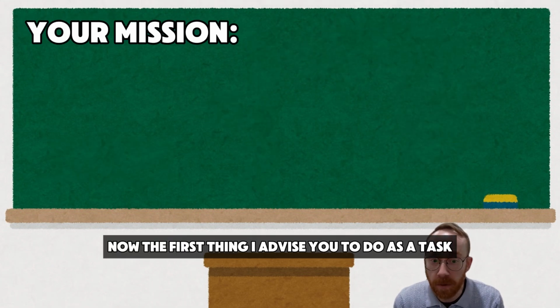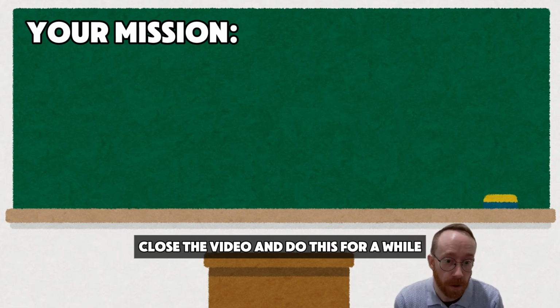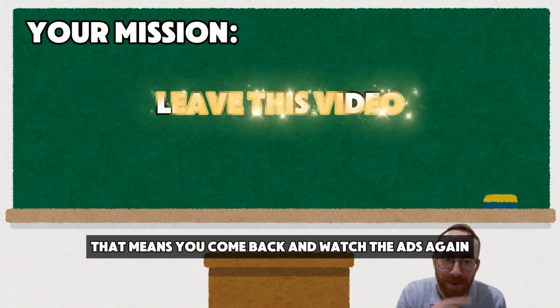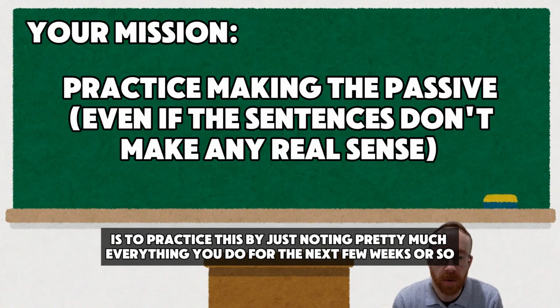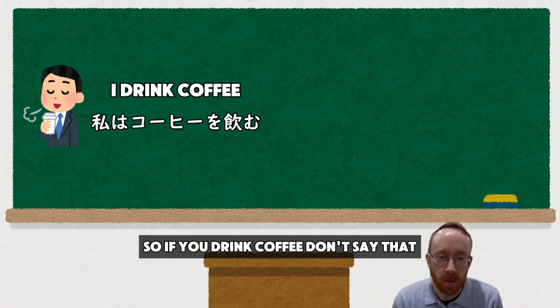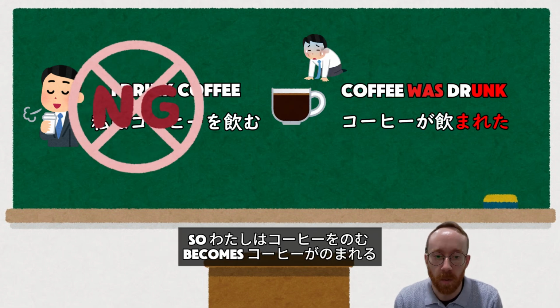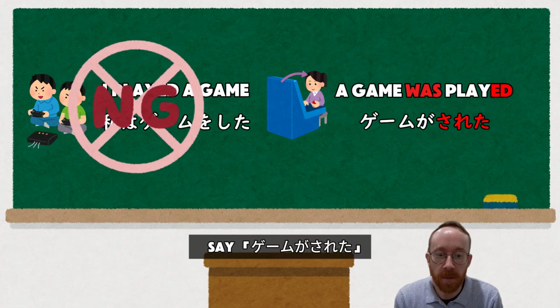Now the first thing I advise you to do as a task, honestly, just after I explain this task, I'll close the video and do this for a while. That means you come back and watch the ads again, so I get like one more cup of coffee every year. Practice this by just noting pretty much everything you do for the next few weeks or so, and in your brain changing it to the passive form. So if you drink coffee, don't say that, just say coffee was drunk. So watashi wa kohi o nomu becomes kohi ga nomareru. If you played a game, don't say watashi wa geimu o shita, say geimu ga sareta.